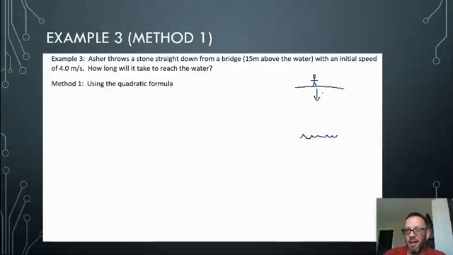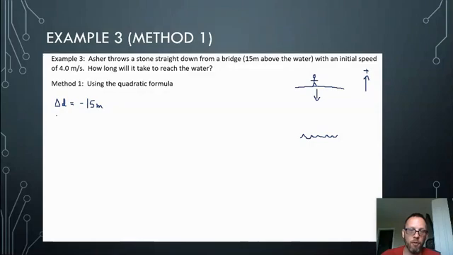So we have a choice. The stone is moving downwards towards the water. Do you want to choose down to be positive, or do you want to choose up to be positive? It doesn't matter. I'm going to choose up to be positive, just because. So the stone, its change in position as it goes from the bridge down to the water, delta D, it's moving in the downward direction. Its displacement, if I choose up to be positive, will be negative 15 meters. 15 meters in the negative direction.